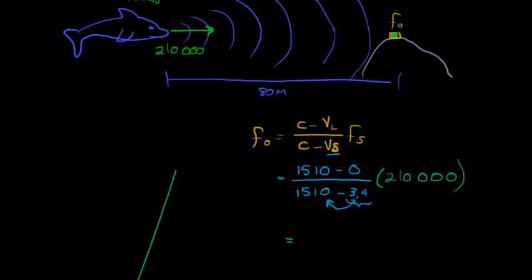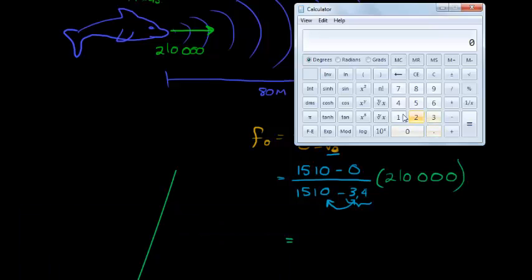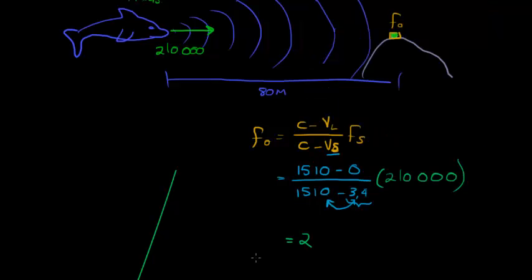Okay, so here we get that's multiplied by 210,000. So what do we get? Okay, so we have 1,510 divided by 1,510 minus 3.4. Close that, and the percentage, it's only 100.23%. Okay, that on 210,000 is going to make a difference. That's fine. But not much of a difference. Okay, so we can see that value is observed.